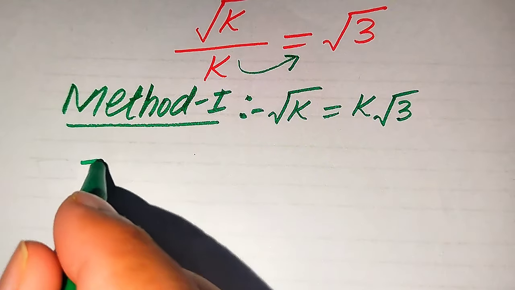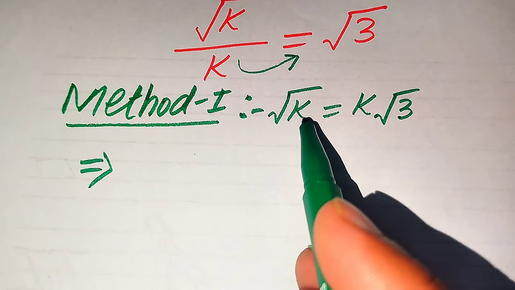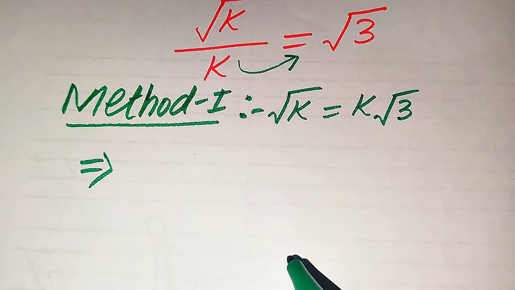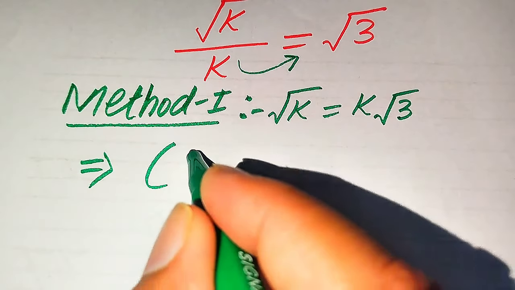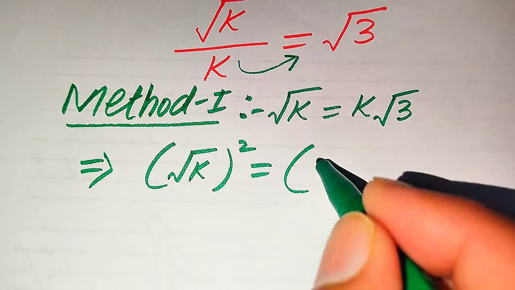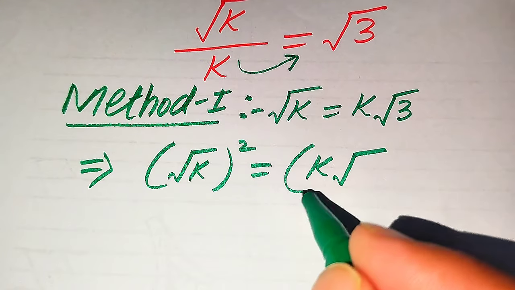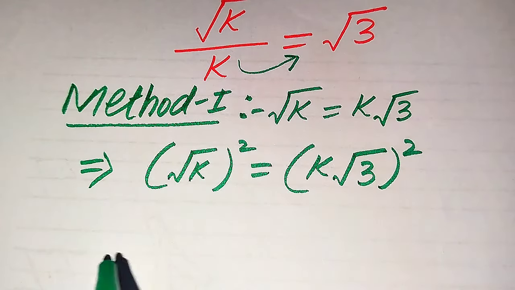In the next step, in order to find the roots of this equation, we need to remove the square root sign from both of these sides. So in order to remove this square root sign, we will take the square on both sides. When we square both sides, it will be written as k times the square root of 3, whole squared.